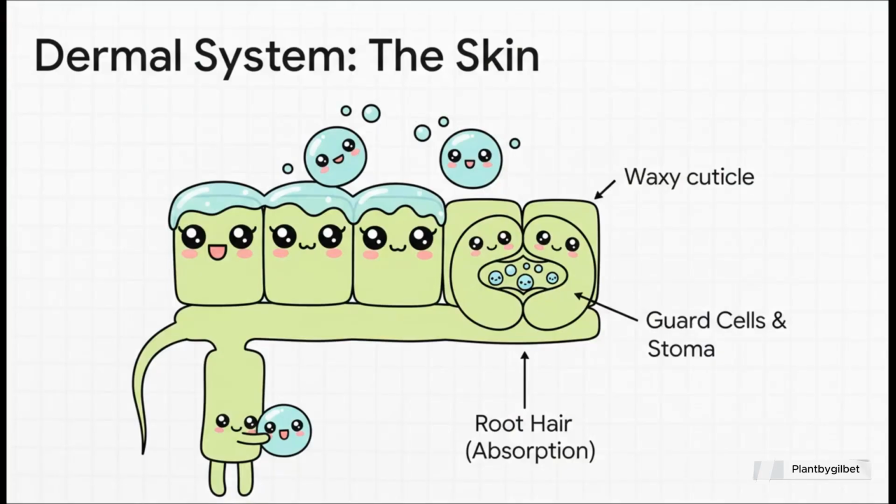So let's start with the skin, the dermal system. This is the plant's first line of defense. It's usually a single layer of cells called the epidermis, and it's often covered in a waxy coating called a cuticle to keep the plant from drying out. This system also has specialized cells, like those tiny root hairs that are amazing at absorbing water, and the guard cells that open and close pores to let gases in and out.